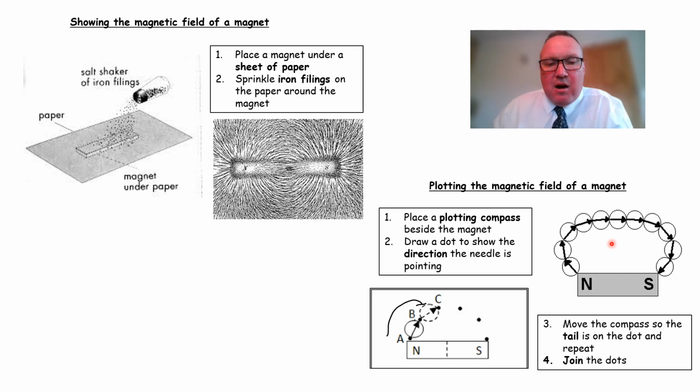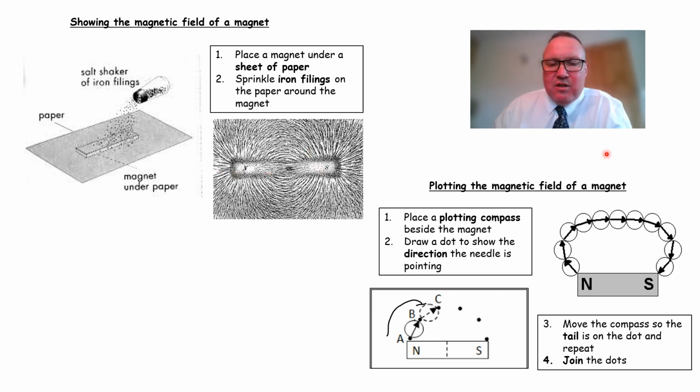The final experiment you might have to describe is how you can show the magnetic field around a magnet. An easy method to do that is to cover the magnet with a sheet of paper and sprinkle iron filings on top of the piece of paper. The iron filings will show the shape of the magnetic field.